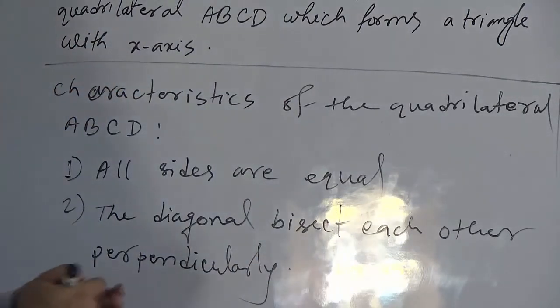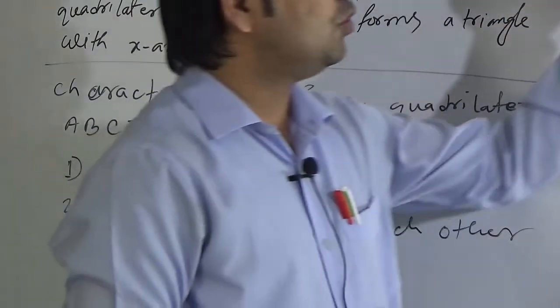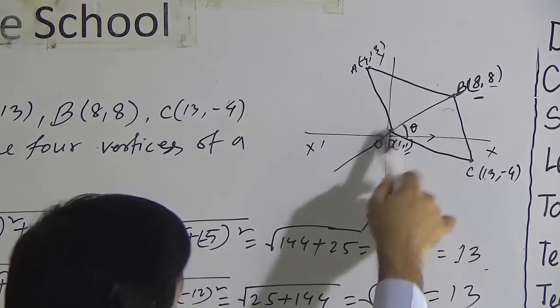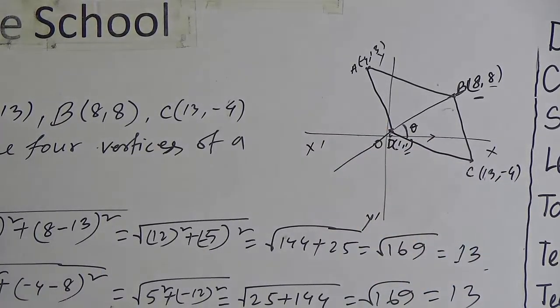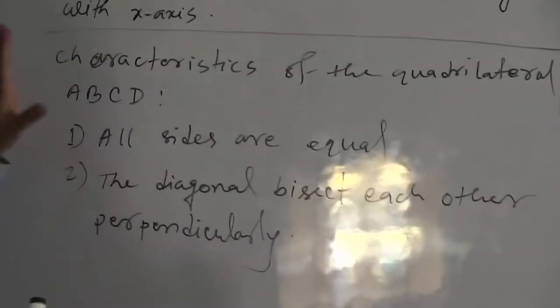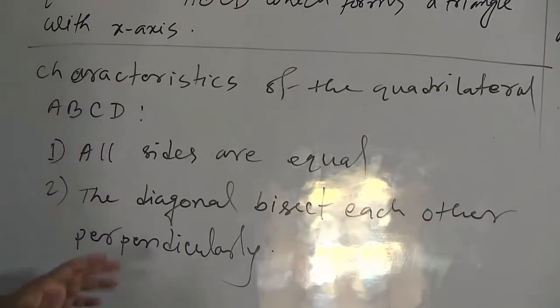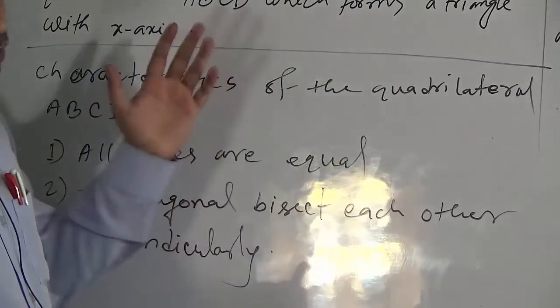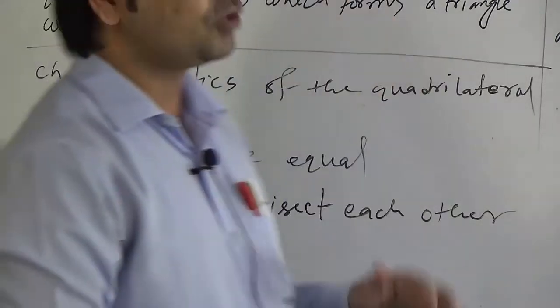Dear students, you may get more properties if you show the diagonals are not equal. It means if you determine the length of the diagonals BD and AC, you will see that the diagonals are not equal. Dear students, I have determined only two. If you want more properties, you can determine them and write the properties of the quadrilateral. Okay dear students, I hope you have understood how to solve question 2.